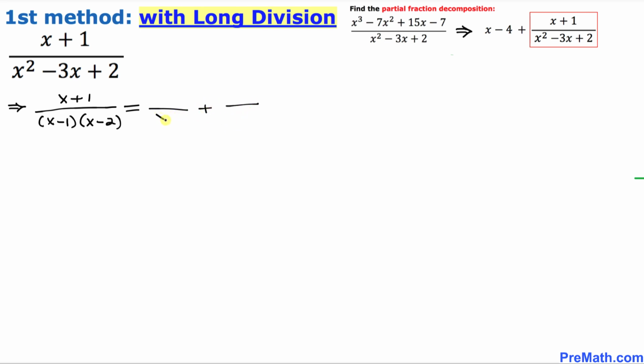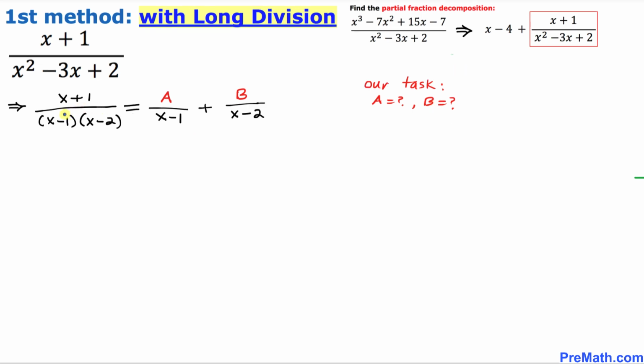The first one is going to be x minus 1, the other one is going to be x minus 2, and on the top, on the numerator, we're going to have a constant a for the first and constant b for the second fraction. And our task is to find the values of constant a and constant b.